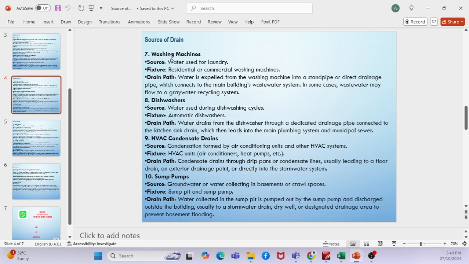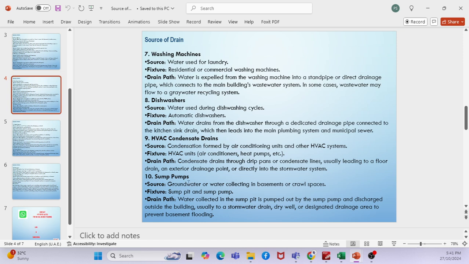Then the water from washing machines, right? It is normally used in residential or commercial applications. There is a definition given here. Water is expelled from the washing machine into a standpipe or direct drainage pipe, which connects to the main building wastewater system. In some cases, wastewater may flow to a grey water recycling system. This is just to understand the source of drain. Basically, there is a dishwasher, wastewater from dishwashers. Clear, right? Then there is a condensate drain. The condensation formed by air conditioning units and other HVAC systems, so all the waste condensation will be collected by means of condensate drain pipes.